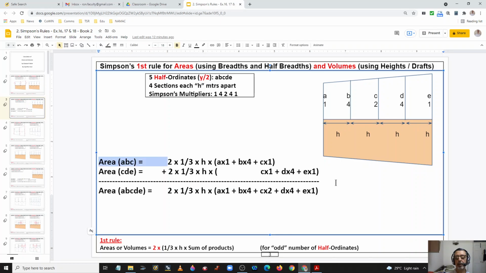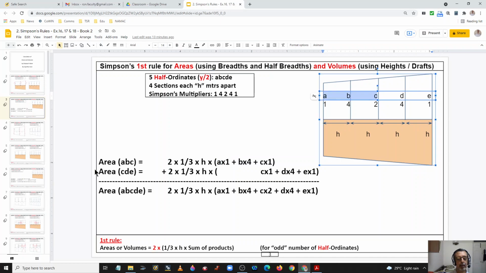Since they are half ordinates, we have to multiply it by 2 to get the full area. And the Simpson's first rule formula is 1 by 3 into h into the sum of the products, that is A into 1, B into 4 and C multiplied by 1, so 1, 4, 1. Just for A, B and C, half ordinates.